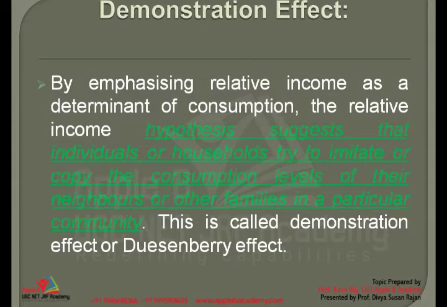Now again, what do we mean by demonstration effect? Demonstration effect is how people behave or try to spend money in relative terms rather than in absolute terms. By emphasizing relative income as a determinant of consumption, the relative income hypothesis suggests that individuals or households try to imitate or copy the consumption levels of their neighbors or other families in a particular community. This is called the demonstration effect, or in other words, it's also been renamed as the Duesenberry effect.